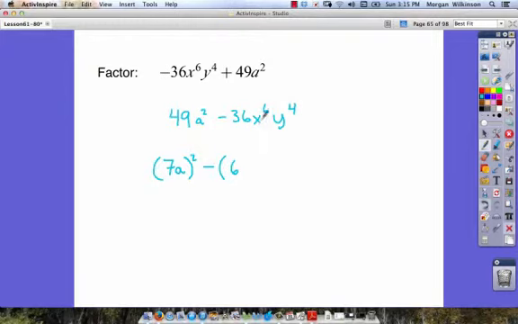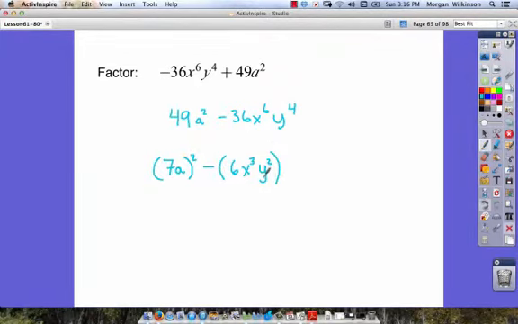The square root of x to the 6th power, well, x to the 6th power, if we look at that one, is going to be x to the 3rd power, because x to the 3rd times x to the 3rd is x to the 6th. Square root of y to the 4th is y squared.